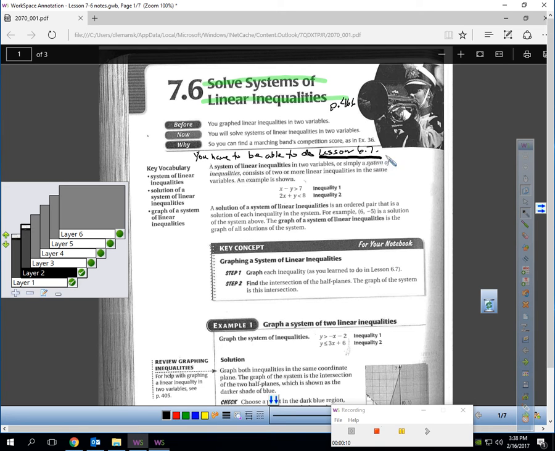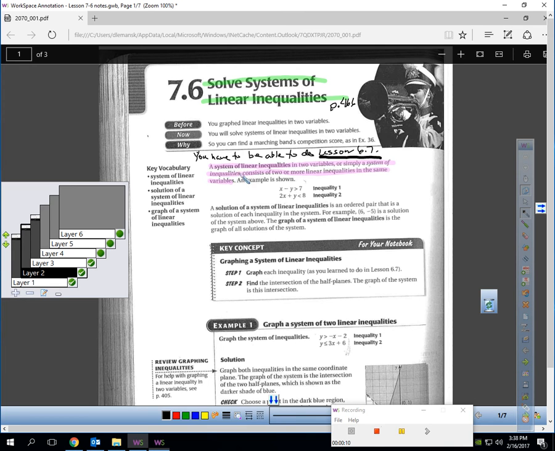That was the lesson where you were graphing an inequality. You had to graph a line, either bold or dotted, depending on what kind of inequality you had, and then you had to test a point and shade one side of the boundary line. You have to be able to do those steps to do this lesson.